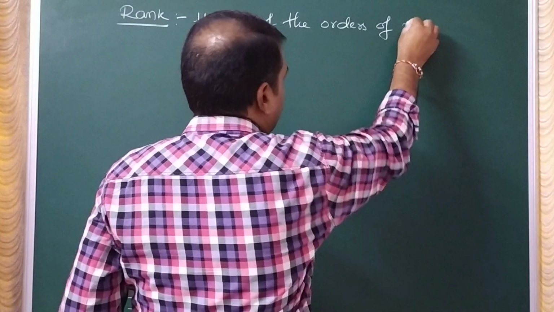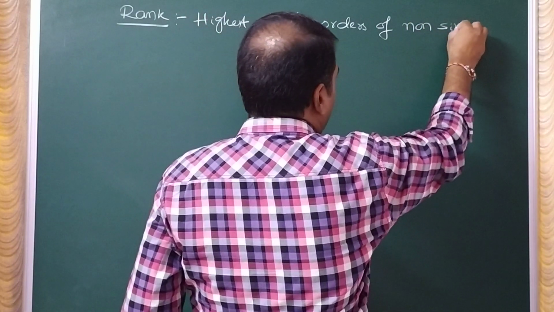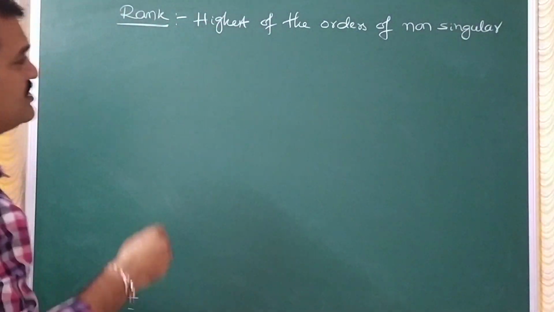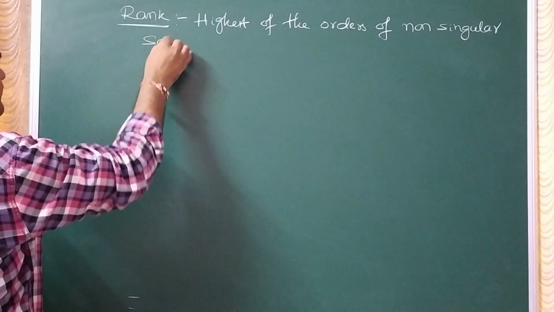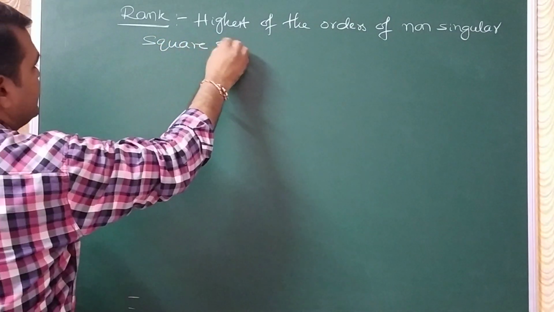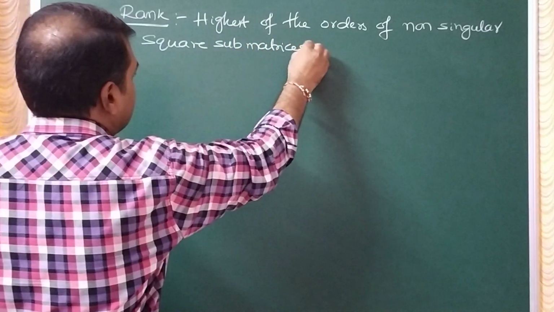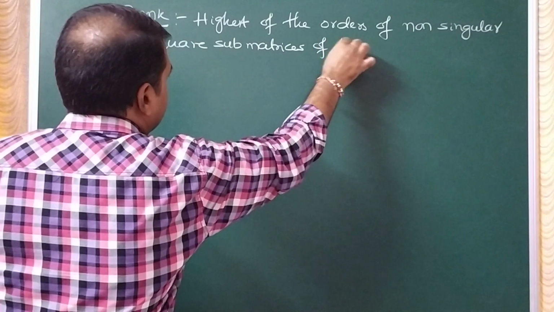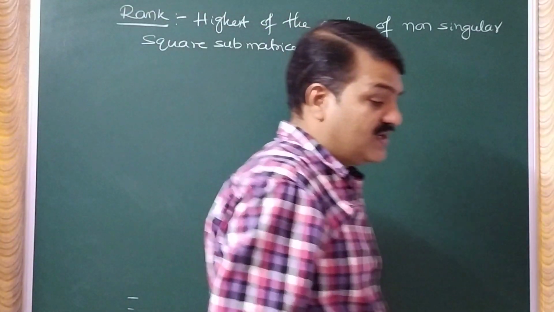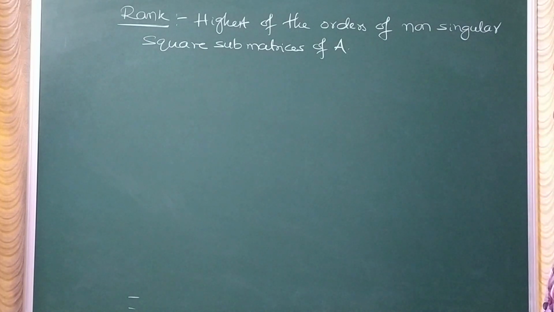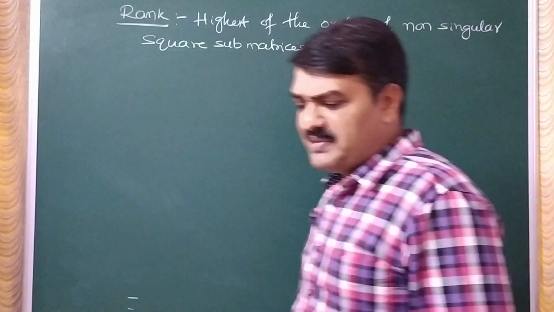The highest of the orders of the non-singular square submatrices of A. Highest of the orders of the non-singular square submatrices of A. This is the basic definition of the rank of a matrix.